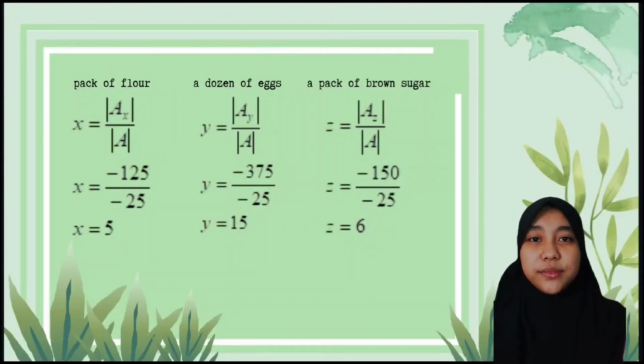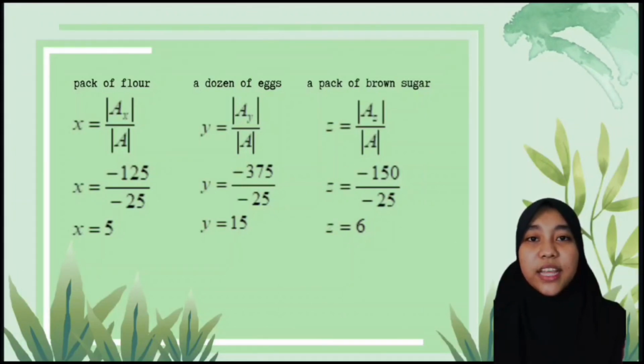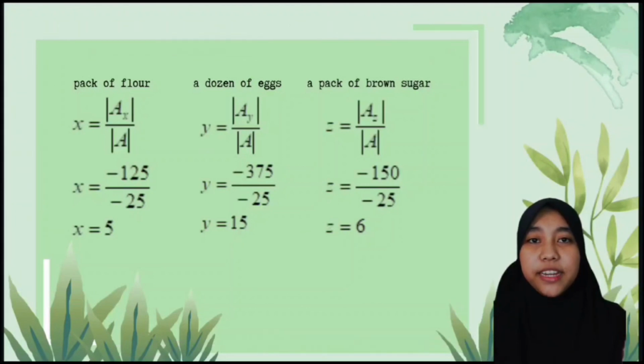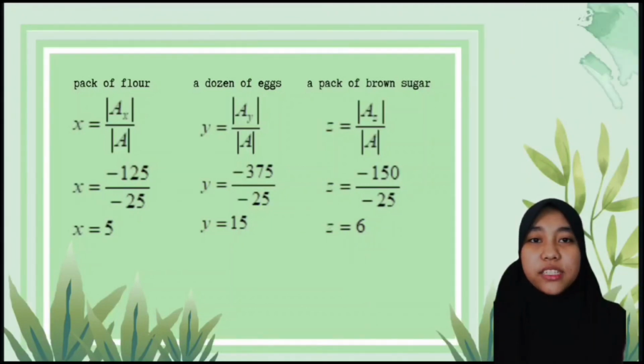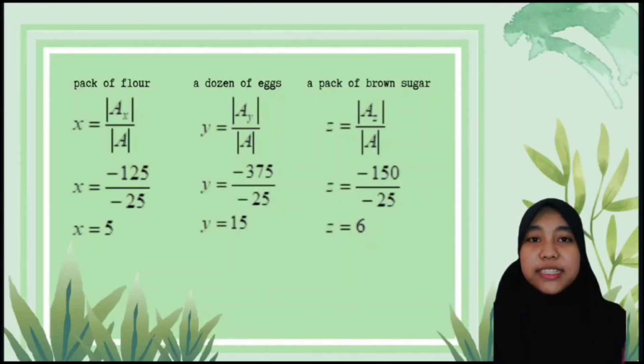So in conclusion, we got the answer for the price of the ingredients, which is the price for a pack of flour is 5 ringgit, the price for a dozen of eggs is 15 ringgit, and the price for a pack of brown sugar is 6 ringgit.